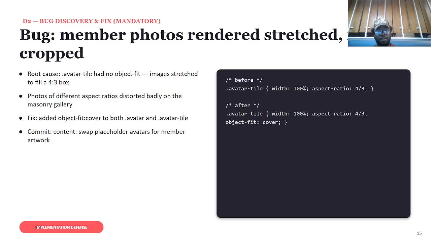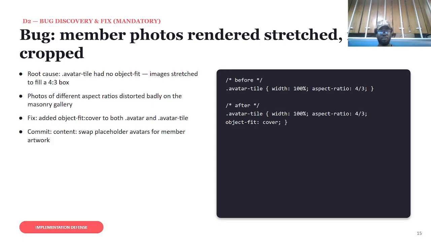Here's a real bug from my own commit history. Initially, before I put my pictures in the gallery, I had placeholder initials until I got pictures to use. When I swapped my placeholder initials avatars for actual member photos, I kept the existing size rules with 100% width and a fixed aspect ratio of 4:3. But I forgot that a real image element with a fixed aspect ratio and no object-fit still stretches the source image to fill that box instead of just cropping it.